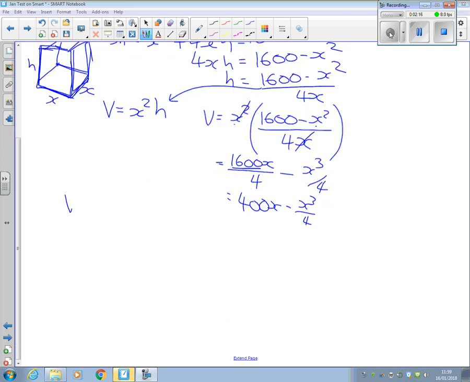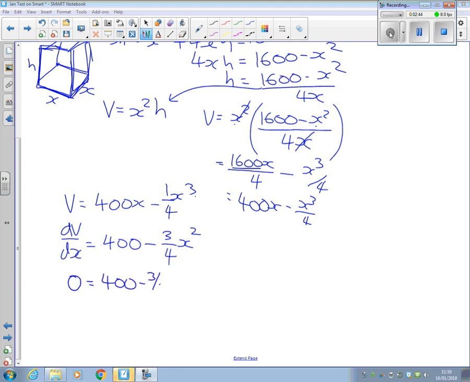So continuing now, I now need to differentiate this thing. So differentiating, few people worried about the power here, but if I'm dividing by 4, this says I've got a quarter of that. And so dv by dx is, the x disappears here, 400, times by the power. 3 times a quarter is 3/4, and the power goes down by 1, x squared. At the maximum point, this is equal to 0. And I just solved this equation now, so I'm going to add that to both sides. I'm going to times by 4 and divide by 3. I've got a few people writing 300 here, sort of mucking up the rearranging there. And so x squared is 1,600 divided by 3, and x is the square root of that.